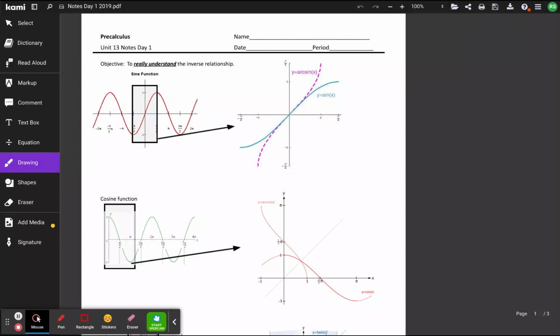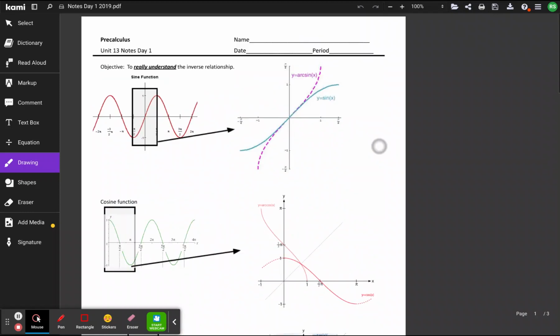All right, everyone, welcome. Today we're going to go over our Day 1 notes for Unit 13. So this unit, we're going to be focused on inverse trig functions and their relationships. Last unit, we talked about sine, cosine, tangent, secant, cosecant, cotangent, all of our trig functions plus our reciprocal functions. Specifically, when we talk about inverse trig relationships, there's a couple of things that we have to keep in mind.